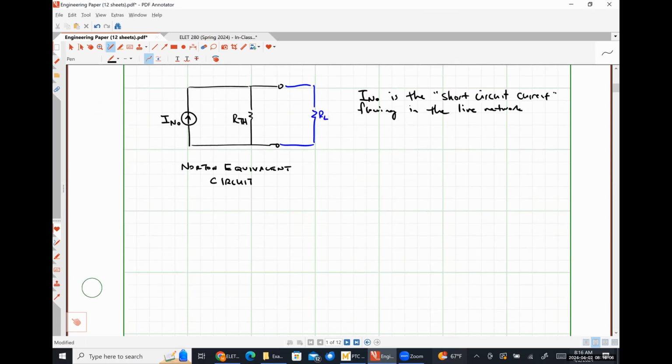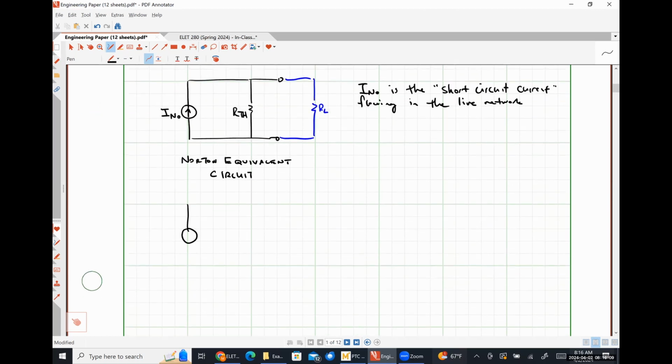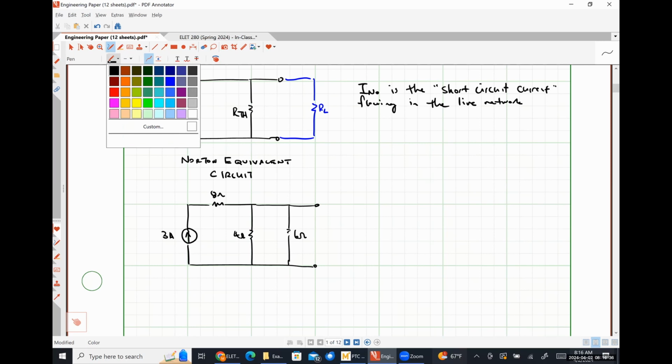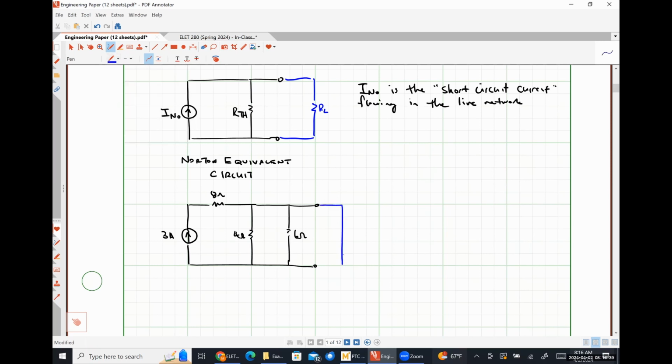Okay. So for our circuit of interest that we were looking at a moment ago, here we have our 3 amp source, our 8 ohm resistor, I think this was 4, 6. So we're going to replace our load resistor with a short circuit, and we're going to find the current flowing through the short circuit. Anybody have any thoughts on what that might be?